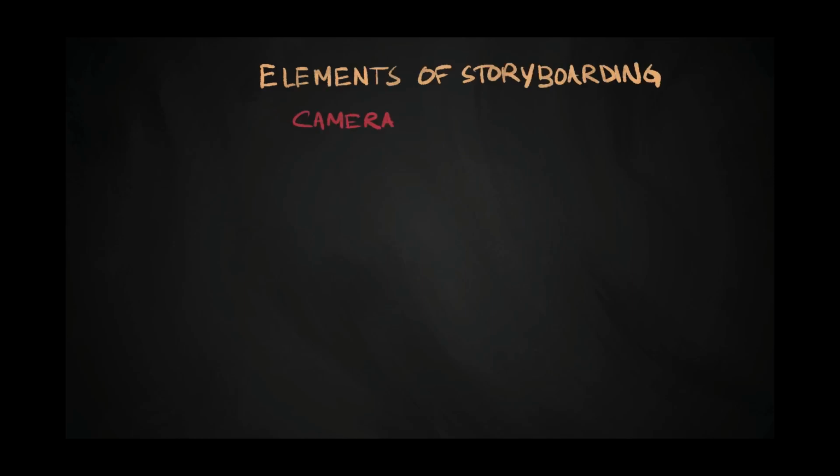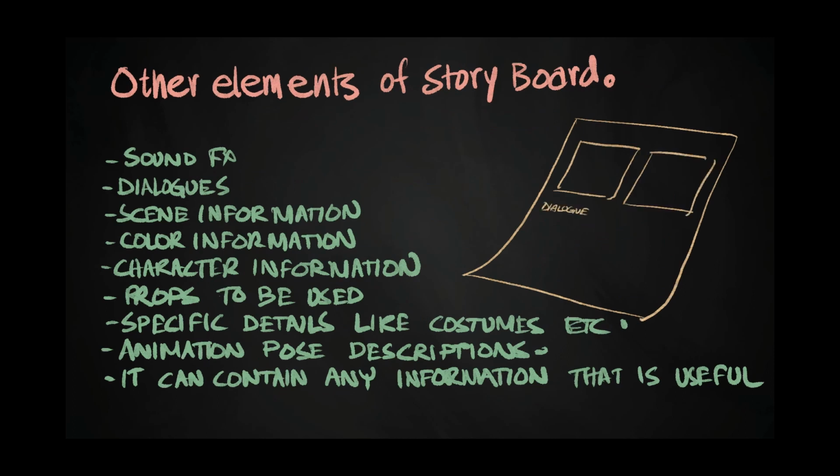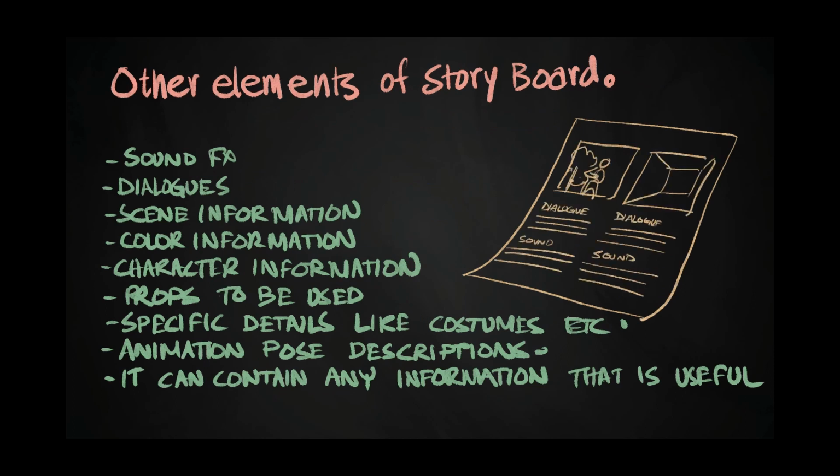Storyboard contains all the camera information needed to reconstruct the shot. Other elements include the following: sound effects, dialogues, scene information, color information, character information, props to be used, specific details like costumes, animation, pose descriptions. It can contain any information that can be useful for production.